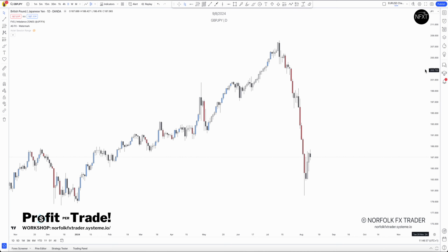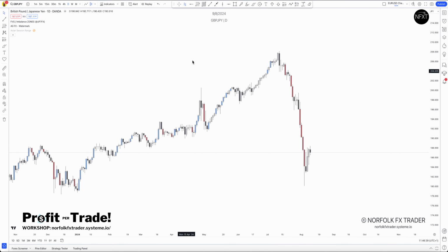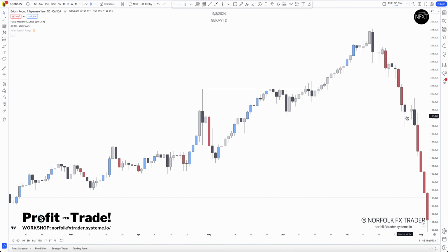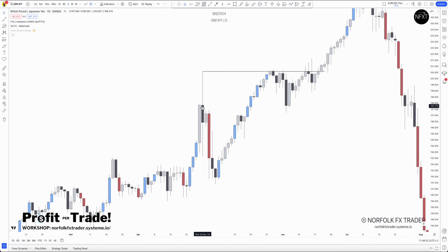So on that pound Japanese yen, and again, where's our last structure break? Let's go from this high. Where do we break out? We may have just broken out there. Let's just go in and have a closer look. So let's check the high.